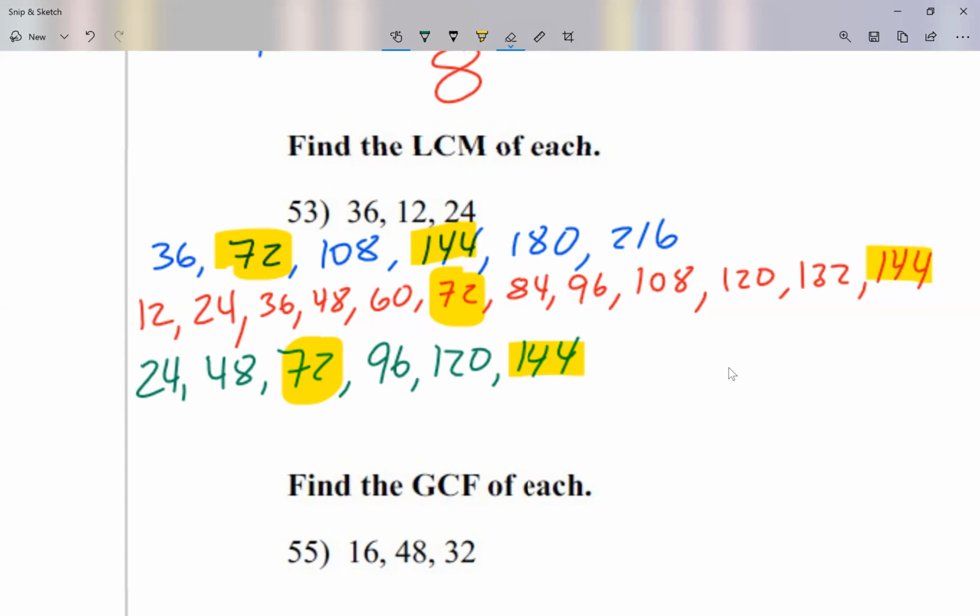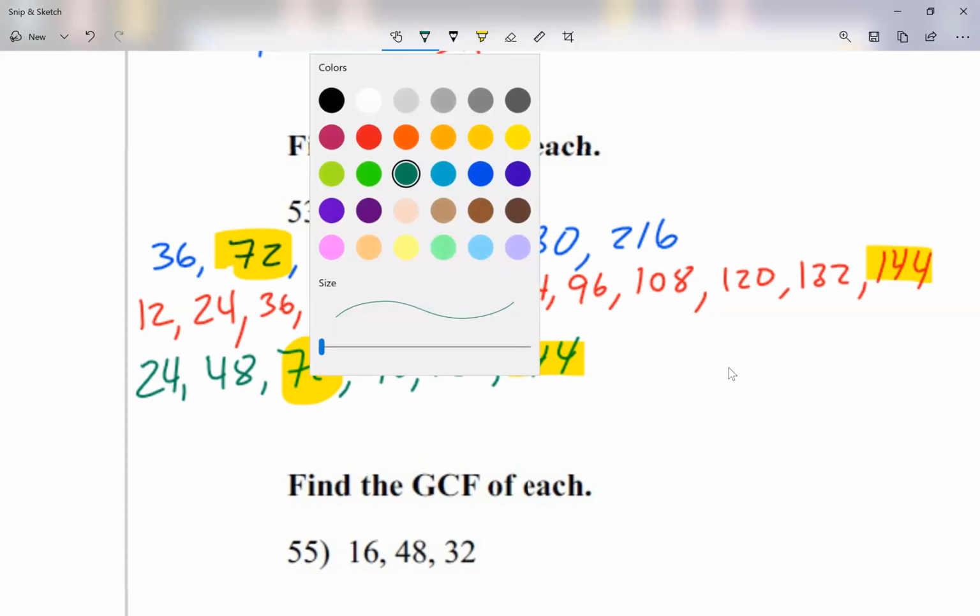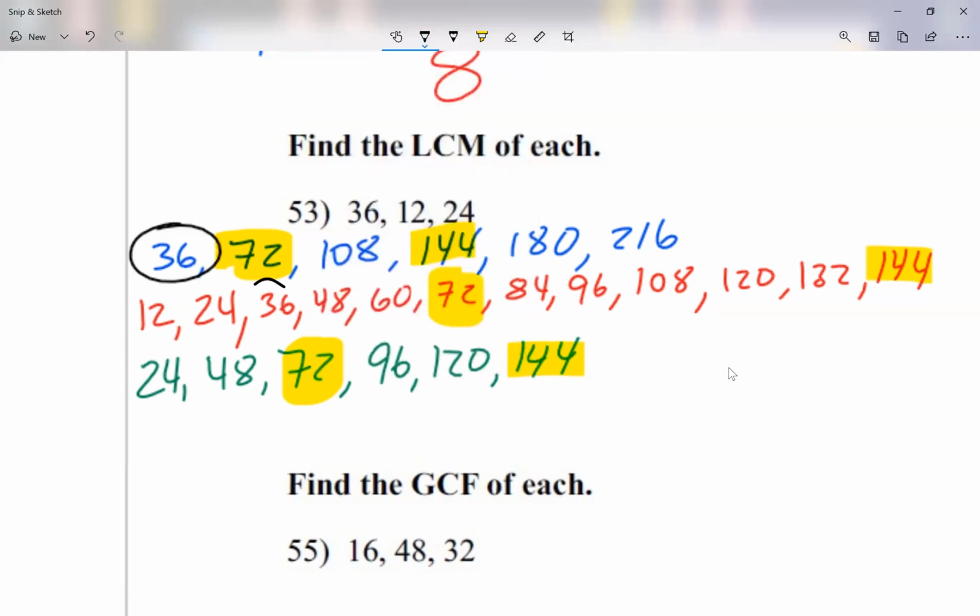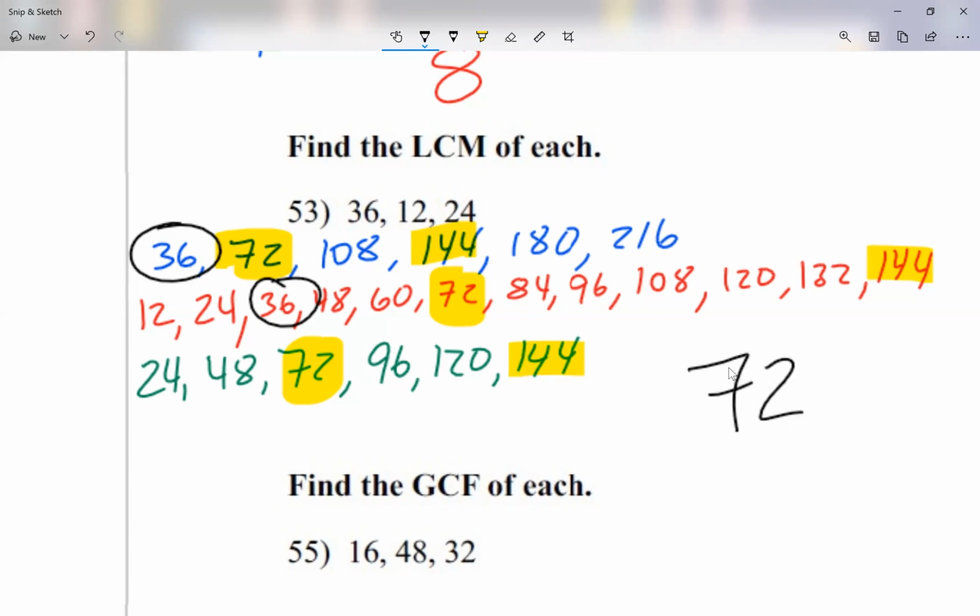Now, my question again is: is there anything smaller than 72 that is a common multiple? I see 36, but only in 2 of them, not all of them. So 36 is not a common multiple because it has to be in all of them. I don't find any. So my least common multiple in this case will be 72.